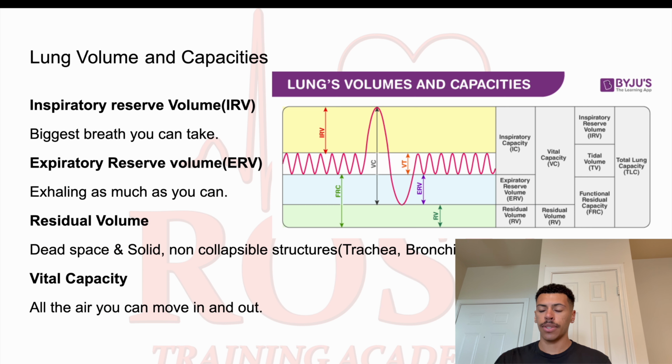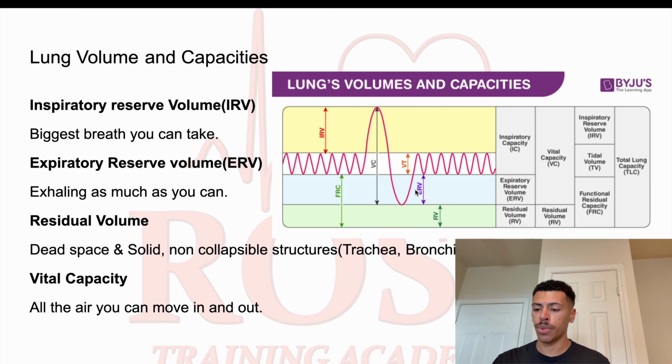So now we're going to go ahead and talk about lung capacities with our ventilators. And so these are just some terms that are going to be good for you to know. The first one is going to be inspiratory reserve volume, IRV, and this is going to be the biggest breath that you can take. So regular breathing, these smaller lines here, and then you see it shoot up for the biggest breath that you could take. Then we have expiratory reserve volume. That's going to be as much as you can exhale. And so you see as much as you can exhale down here.